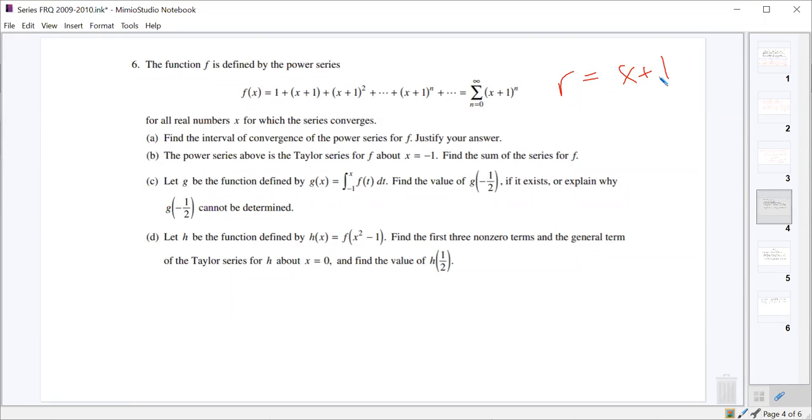Ratio is x plus 1, which tells us that as long as the absolute value of x plus 1 is less than 1, that should be our interval. And so what does that give us? That gives us x is less than 0, greater than -2. Easy enough.